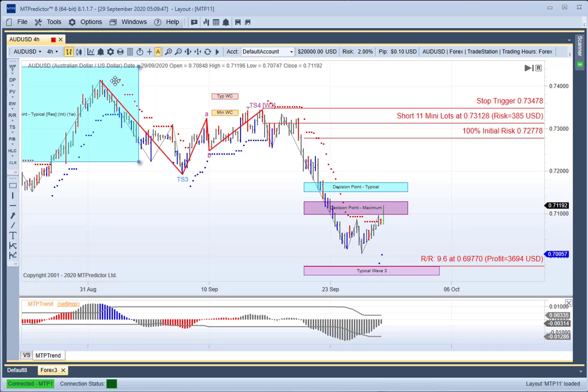And in this case, coming off this resistance area, the large new trend is down, therefore we'll be looking for sell setups. And as you can see, this TS4 W3 trade setup was found, and as such allowed you to enter a new short trade to take advantage as the Australian dollar has started to decline.